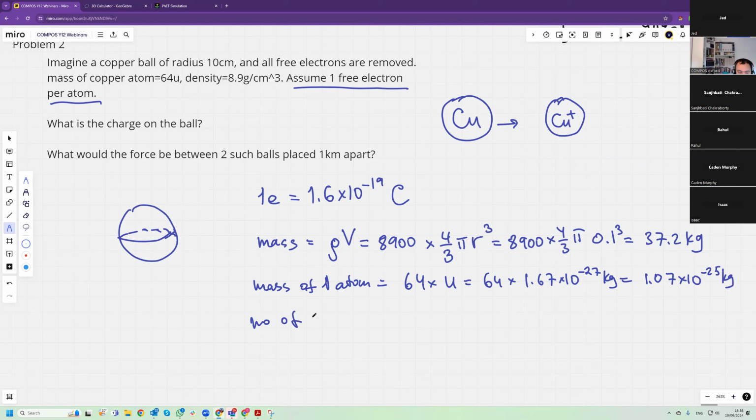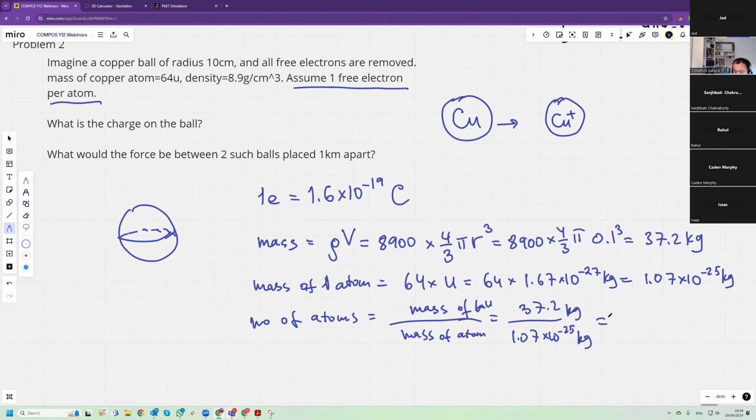So the number of atoms is the mass of the ball divided by the mass of an atom. And so that would be 37.2 divided by 1.07 times 10 to the minus 25 kilograms. And that gives us 3.48 times 10 to the 26 atoms.